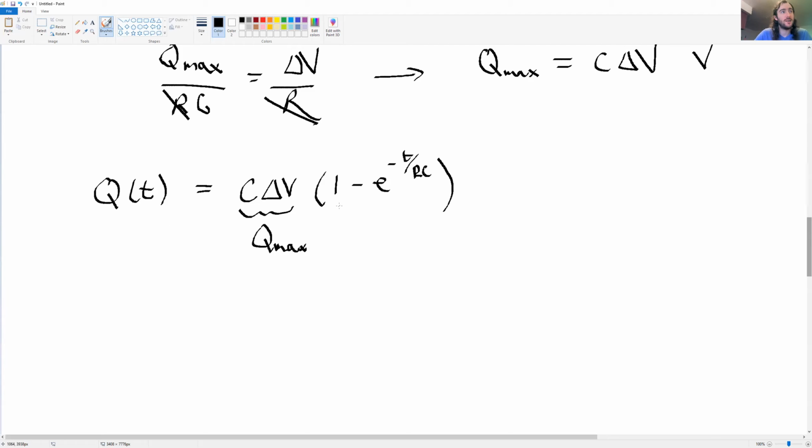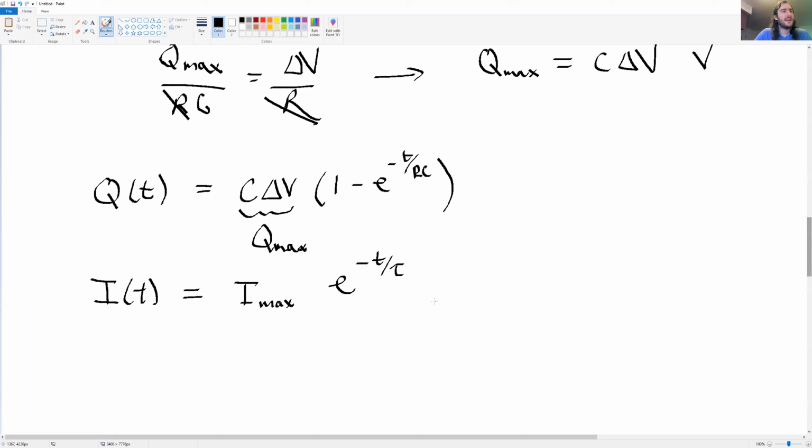And again, you can check t equals 0 and you can check t going to infinity so that it becomes fully charged. The derivative gives the current, and we can see that again. I can write this down as I max. I'll let you figure out what I max is. E to the minus t over tau.